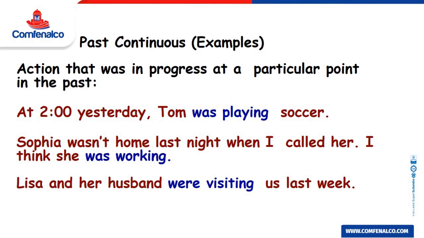For example, at 2 yesterday, I mean at 2 p.m., a las 2 de la tarde ayer, Tom was playing soccer. Quiere decir que esta acción era continua. Estaba jugando fútbol. Sofía wasn't home last night. Sofía no estuvo en casa anoche. When I called her. Cuando yo la llamé. I think she was working. Creo que ella estuvo trabajando. Lisa and her husband were visiting us last week. Lisa y su esposo estuvieron visitándonos la semana pasada. Here we have another example of those continuous actions in the past.